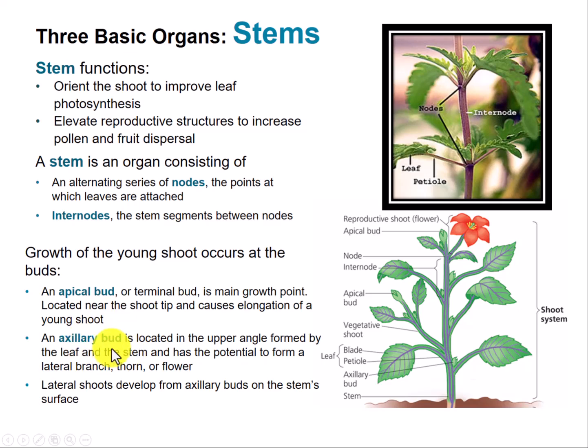An axillary bud is going to come off to the side, or off an apical. And so here's our axillary bud coming off right where the node is coming off. So located at the upper angle formed by the leaf and the stem, it can form a lateral branch, thorn, or flower. So here are those axillary buds. And you can have the axillary or apical buds at the ends of our limbs also, not just at the tip of the main stem itself.